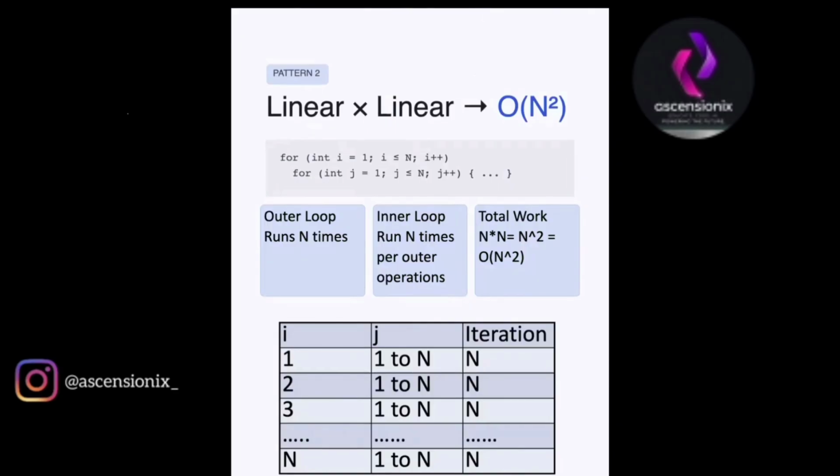So first, you can see I have also updated the table: I, J, and iteration, outer variable, inner variable range, and iteration, correct? The outer loop runs n times, correct? Because again, I started from 1 to n and J started from 1 to n. Last time it was 1 to 10, correct? So now the outer loop runs n times. For each iteration, the inner loop still runs n times. So we are adding n to itself n times.